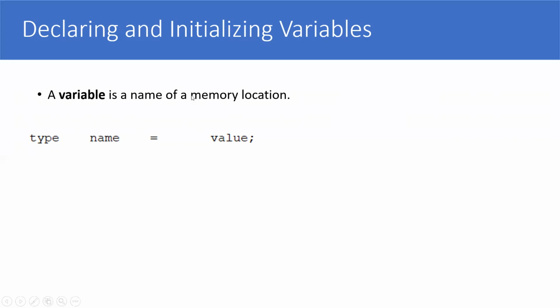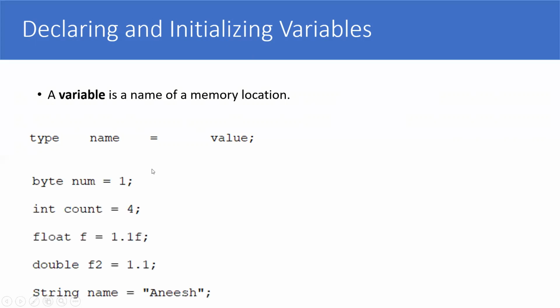And one more thing, declaring variables is expressing the type and the name. And initializing the variable is giving it a value. So let's look at some examples. So here we have byte num equals 1. So obviously 1 fits in that range of byte, and it has a small storage space, and we said byte, and we call this variable num for number, is equal to 1.